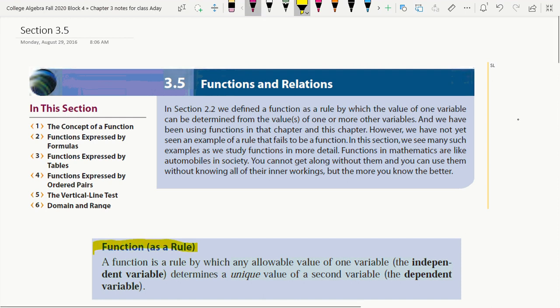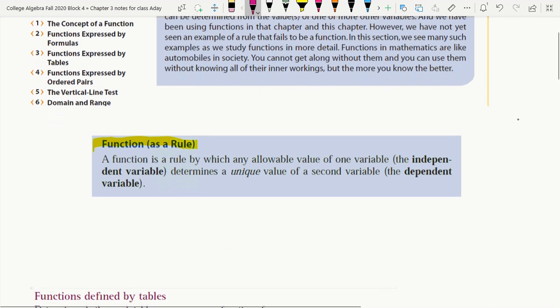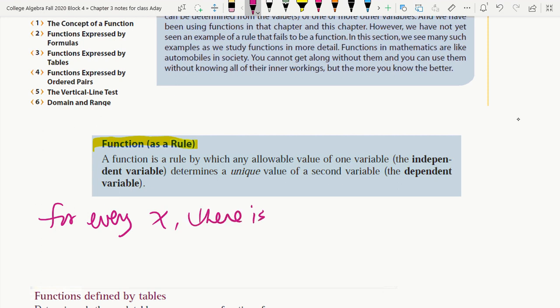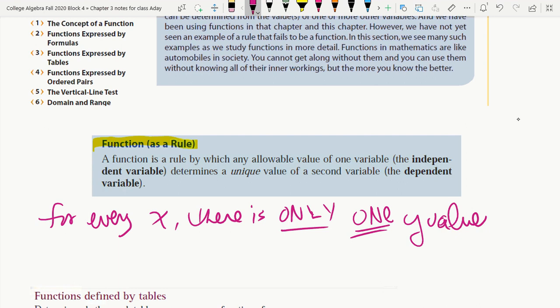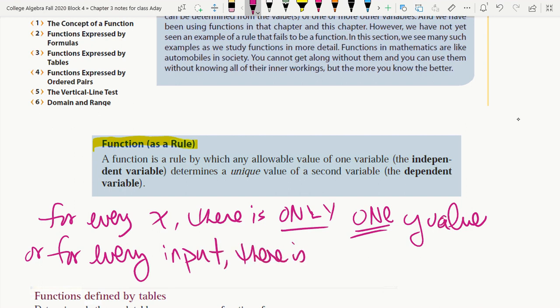And what I like to use for the definition of a function is: for every x, there is only one y value. Or for every input, there is only one outcome.